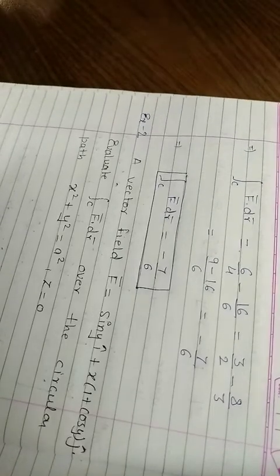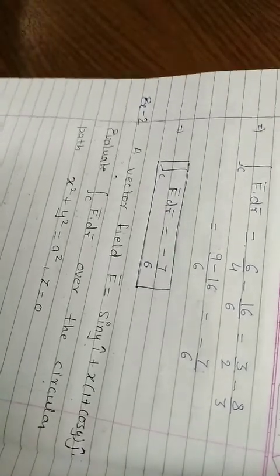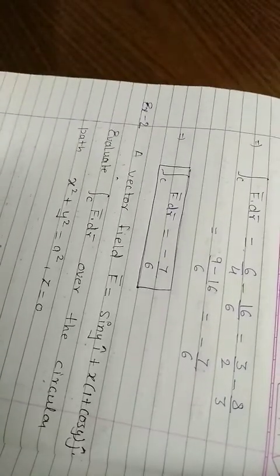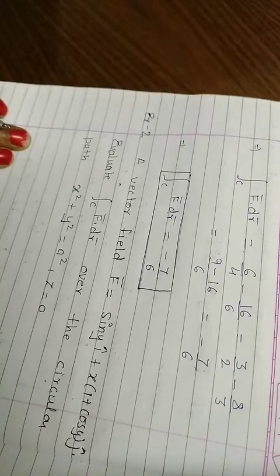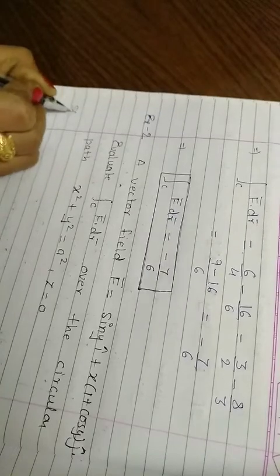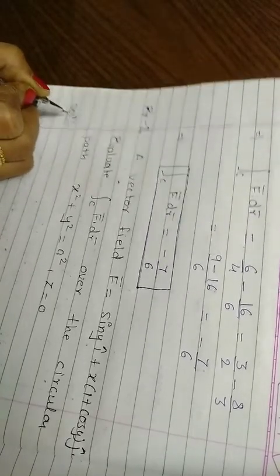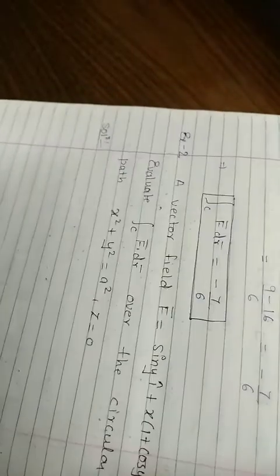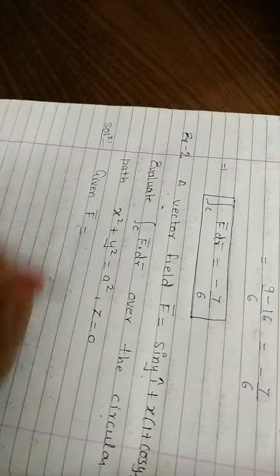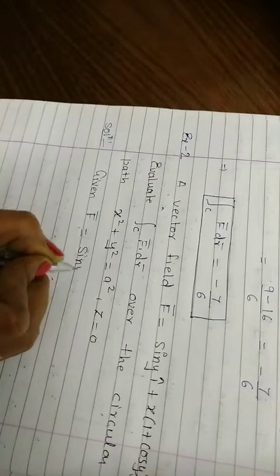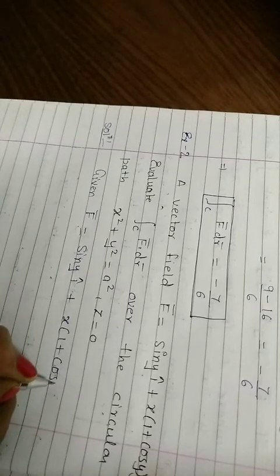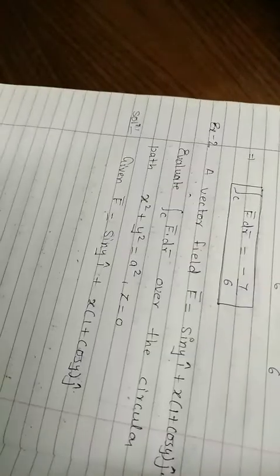So now we have to do this integration. Now students, in this numerical our path of integration is a circle. It's a circular path. That means it's a closed curve. So I have already explained to you about circular paths, students. So we will be solving this integration. First of all, we have to write what is given to us. Given is f vector field, and it is sin y i plus x into 1 plus cos y j. This is the given vector field, students.